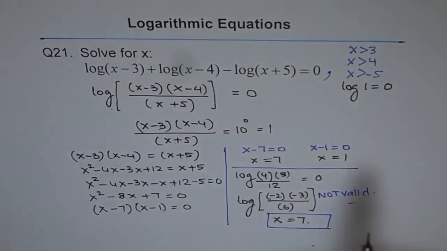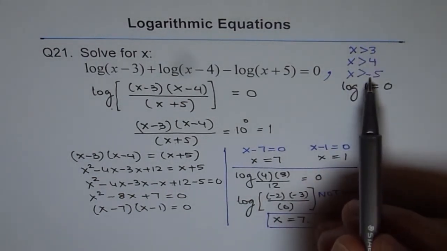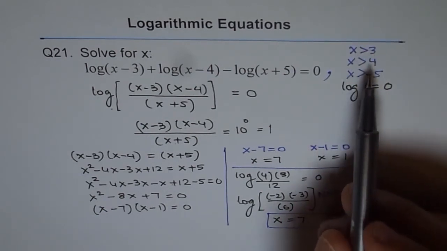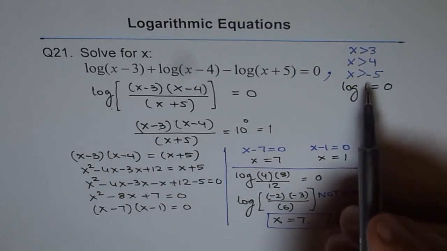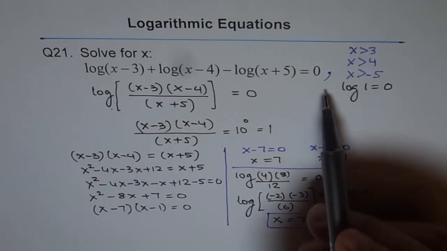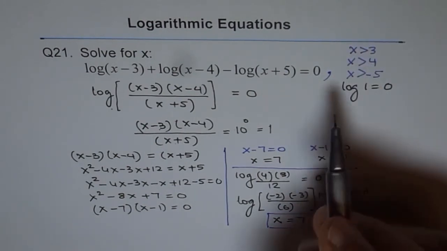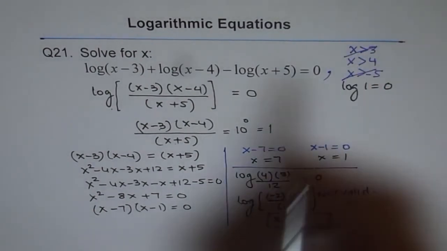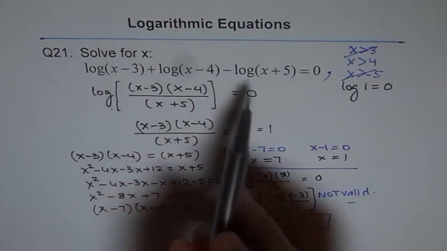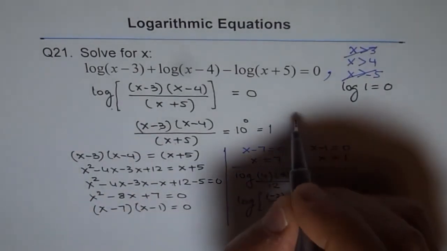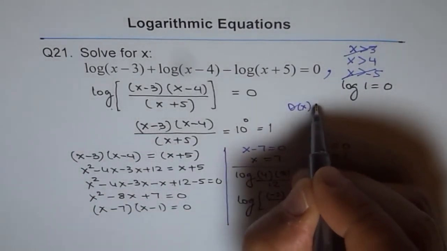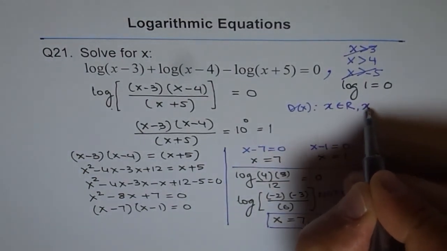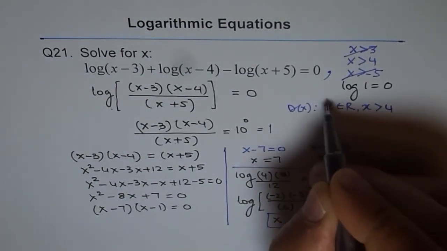So now, if x is greater than minus 5, then it will fail these two, correct? So when we combine all, the intersection of these is x greater than 4. So that is our ultimate domain, x greater than 4. Do you understand? So the domain of this function is, let me write here, the domain of the function is x belongs to real numbers where x is greater than 4.